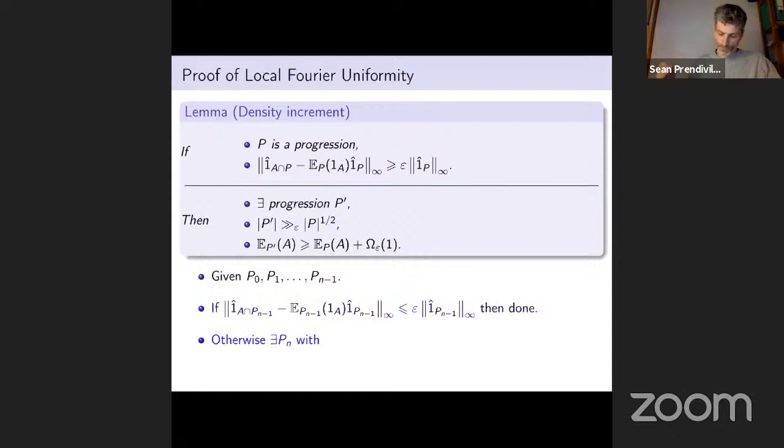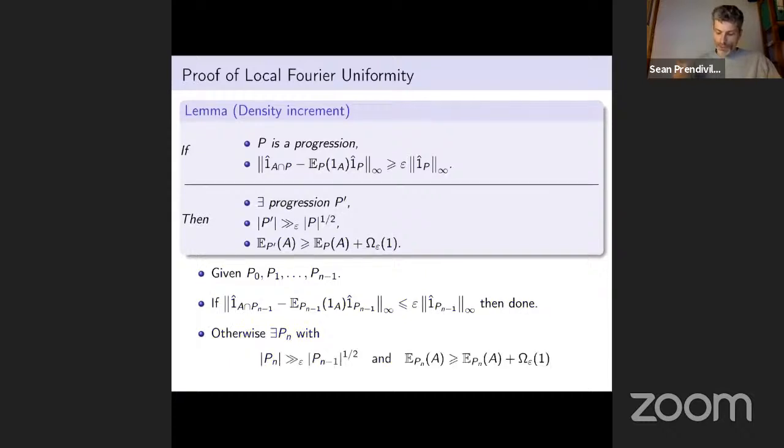If not, we apply the density increment lemma, and we get a new progression, P sub n, whose length is the square root of the previous progression, and the density of our set A on this new progression, there's a typo here, this should be P_{n-1}. The density of our set on this new progression is at least the density on the previous progression plus this constant amount that we're incrementing every time.